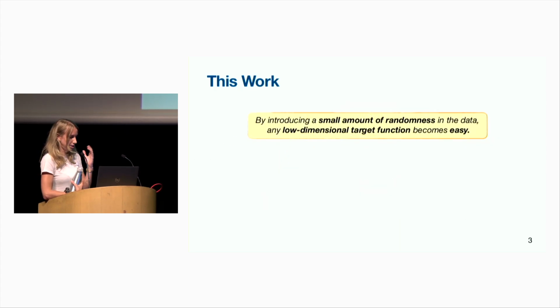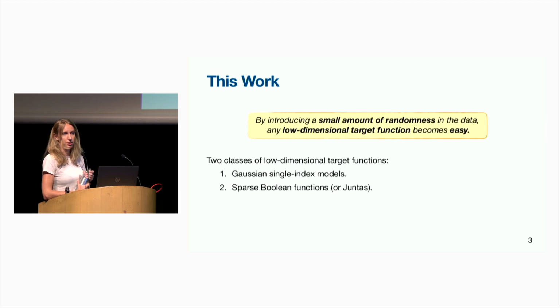And so the main message that we want to convey is the following. We want to show that by introducing this sort of uncertainty in the data distribution, any low-dimensional target function becomes easy to learn, and in particular, independently of the target function itself. So in some sense, the low dimensionality is what matters here. We prove this on specific classes of models. The first one are Gaussian single index models, and the second one are sparse Boolean functions, or juntas.